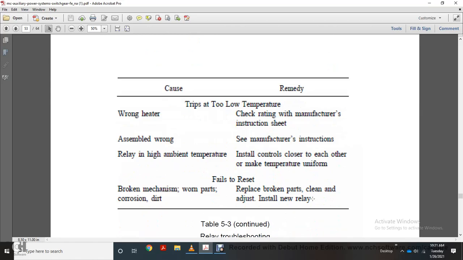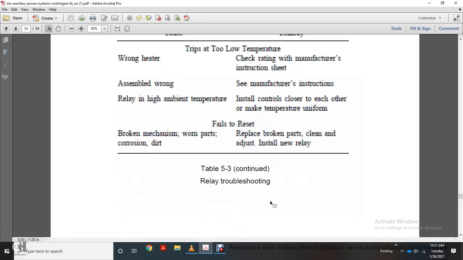Assembled wrong: see manufacturer instructions. Relay in a high ambient temperature: install control closer to each other. Make temperature uniform. Fails to reset: broken mechanism, worn parts, corrosion, dirt. Replace all broken parts. Clean and adjust. Install new relay.